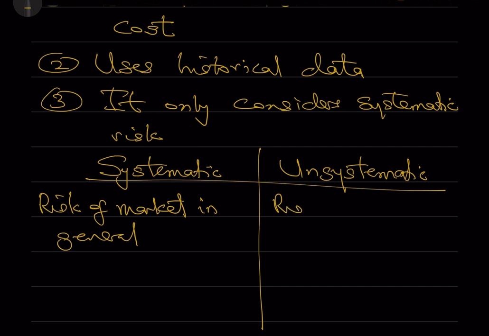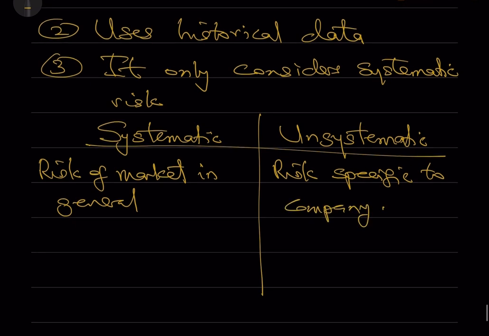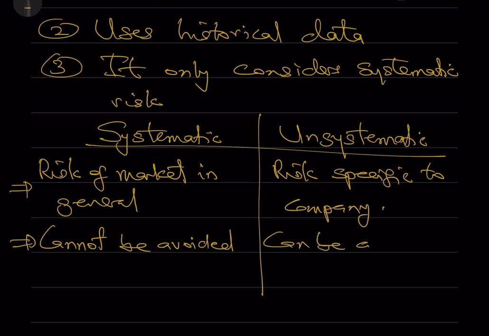But unsystematic risk is risk specific to a company. Please take note: this is specific to a company. Which means you cannot avoid systematic risk, and that is why CAPM thinks investors should be compensated for it, because it's outside their control, so it cannot be avoided. But unsystematic risk can be avoided by diversification. So those are the two major differences.